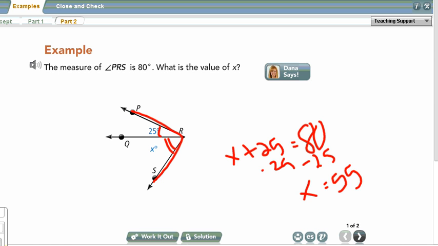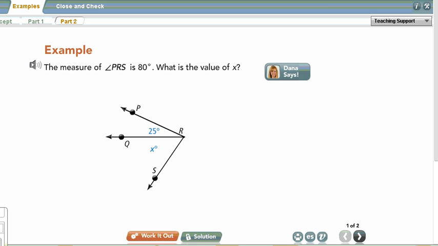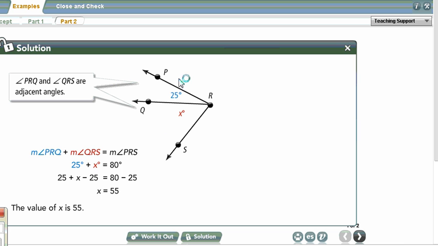Okay, so let's check that real quick. I'm going to erase my work and pull up the solution set. Okay, and we can see how they've done this. They showed us what the angles were. They showed us 25 plus x equals 80, subtracting 25 on both sides like we did. They did find x was 55.